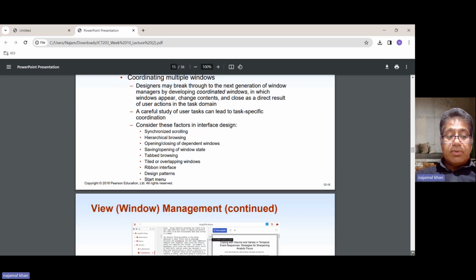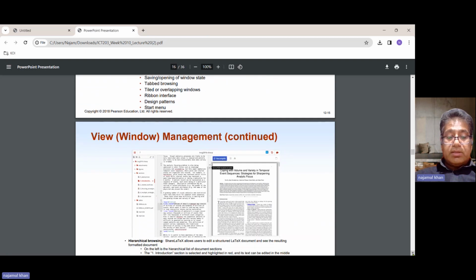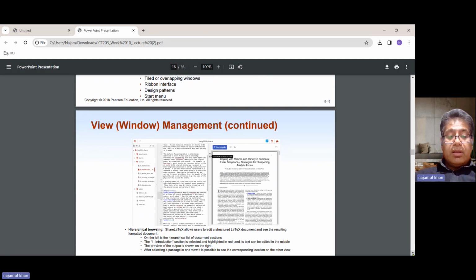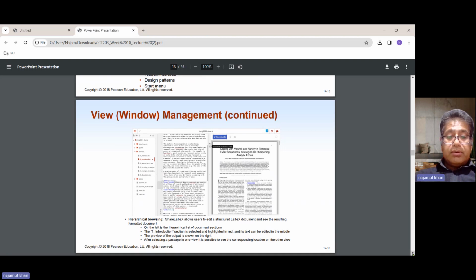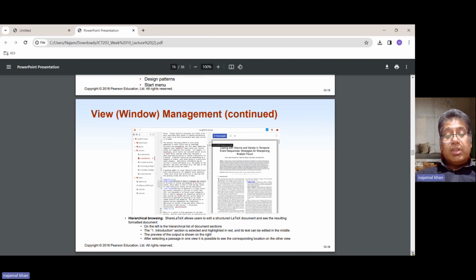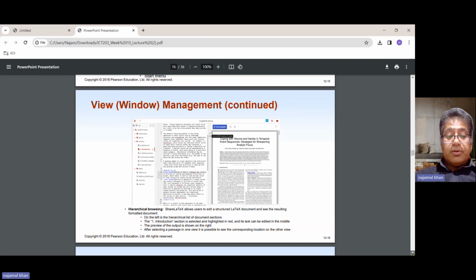Maybe they can show you some example here. Let's have a look. This looks like hierarchical browsing. It is just an example, but think about how things can be read smoothly and with ease. This is important too.